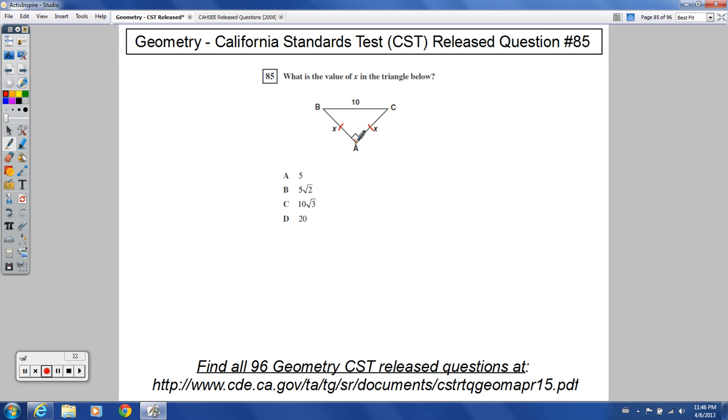Since this is a 90-degree angle, I can assume then that these base angles are the same. These two would both be 45, 45. That makes this a 45, 45, 90 triangle.